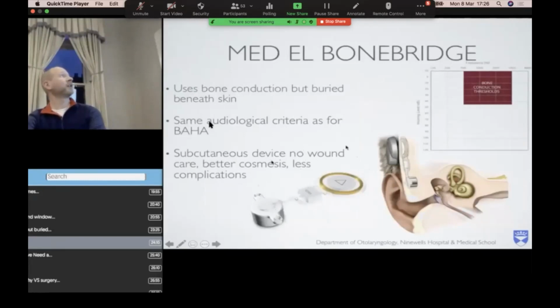Same criteria as for Baha, so better than 45 decibels across the board, but better than Baha probably because it's got no wound, better cosmesis, fewer complications. The downside of this is it's quite bulky. So it's difficult to get into children, and some adults will feel discomfort and pain because it's quite a big device.